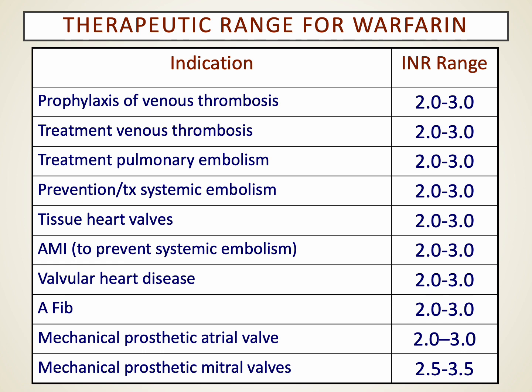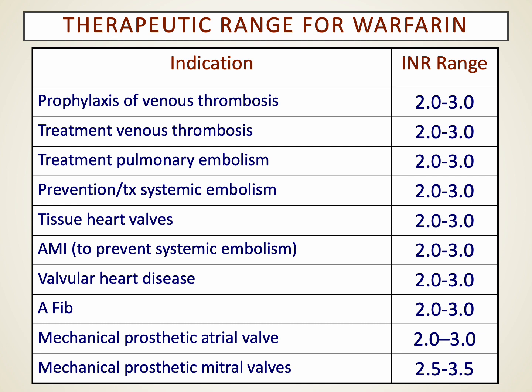So here are the goal INR ranges based on indication, and we'll talk more about this later in the year. But for most indications for Coumadin or warfarin, we're looking at the INR to be about 2.5. A range of 2 to 3 will be considered acceptable for most patients. Occasionally, if they've had a bleeding episode, we may want it closer to 2.